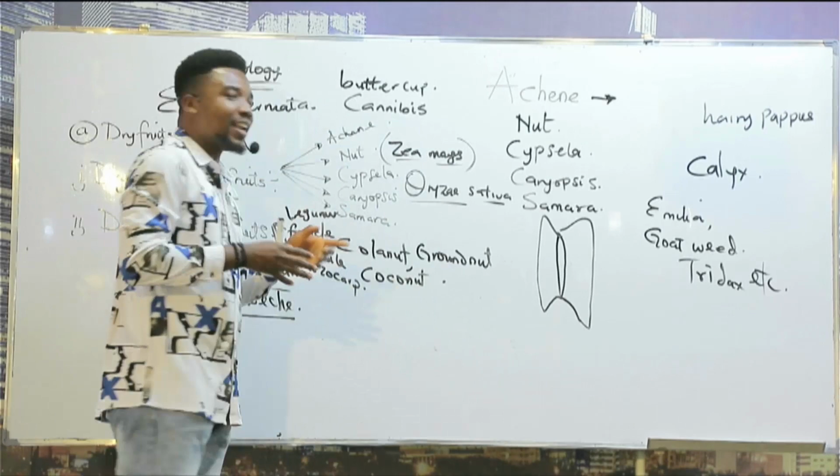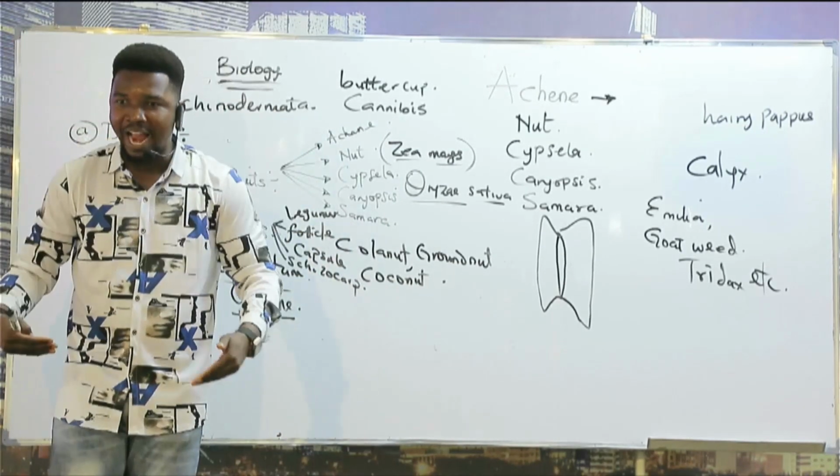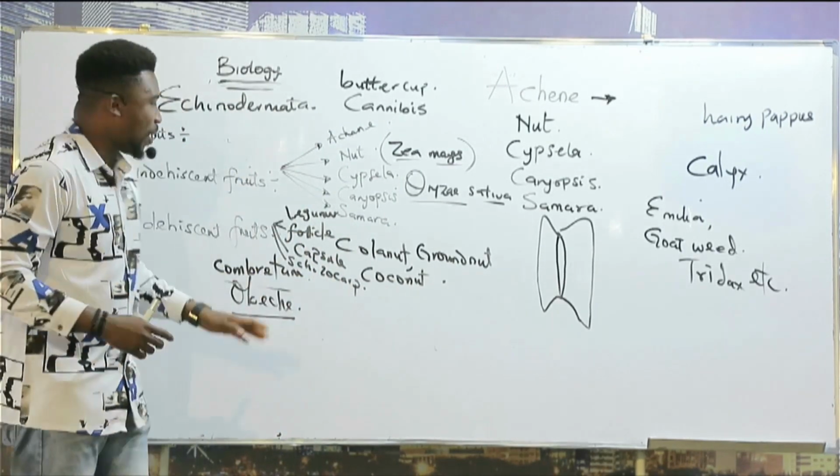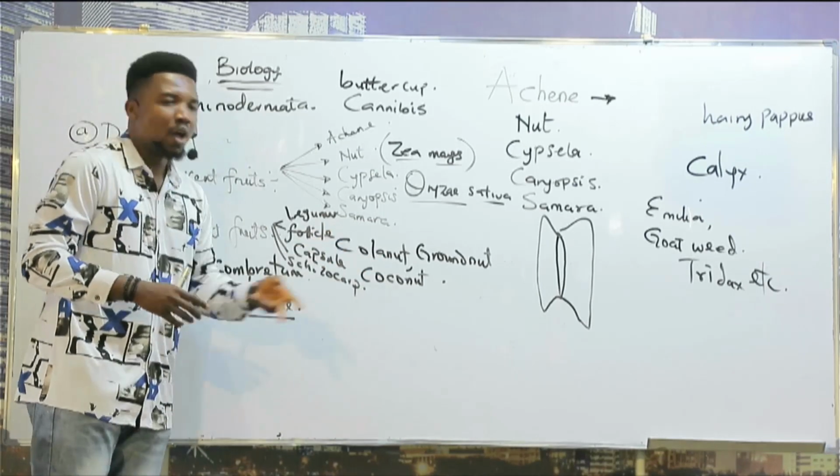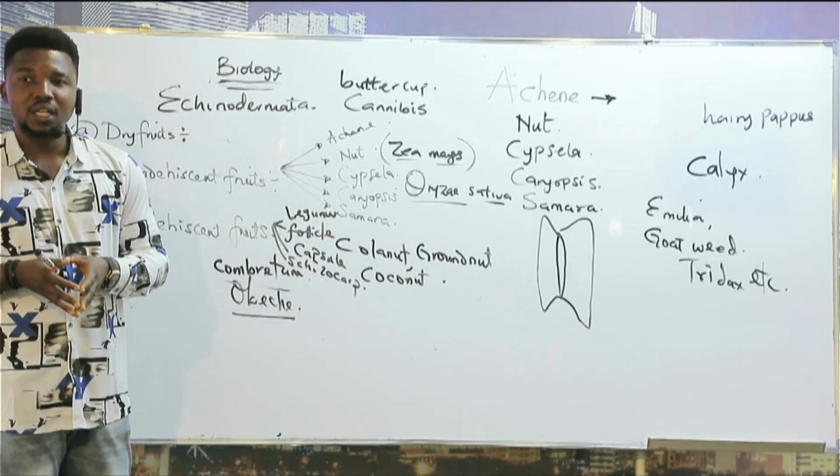So now here, legumes, they split into two lines. Do you understand? Now when it comes to follicle, follicle split in what?